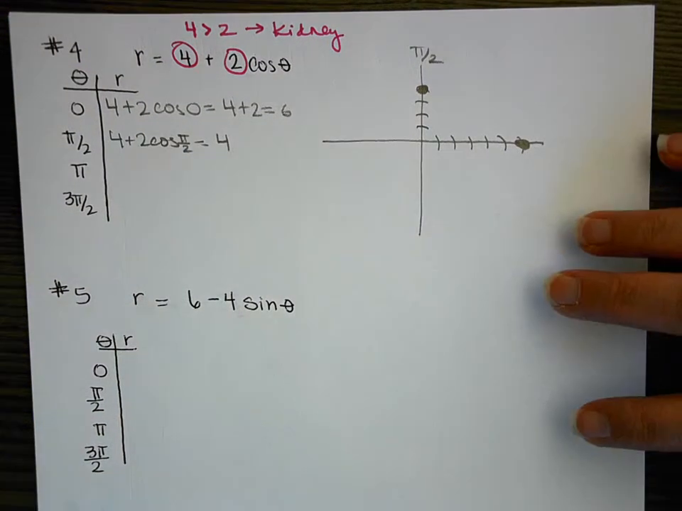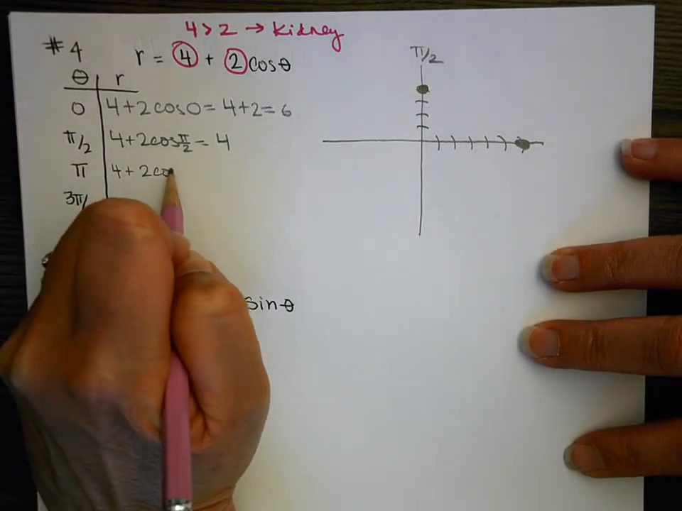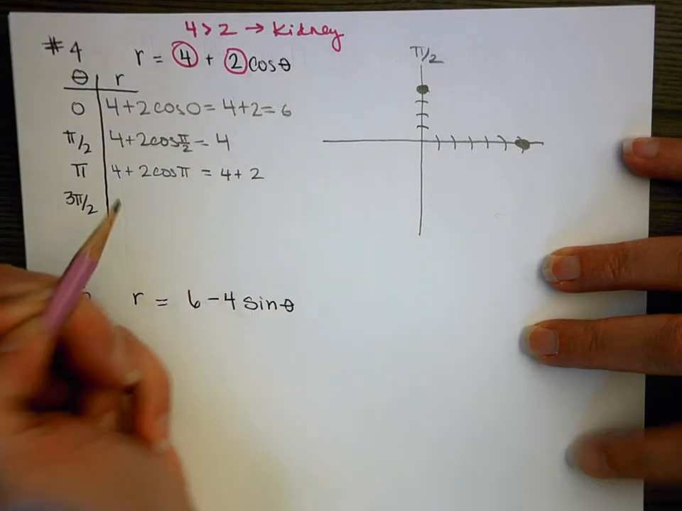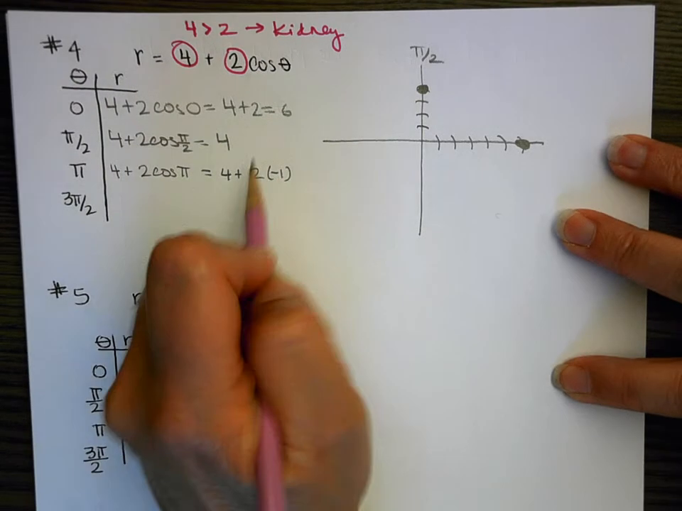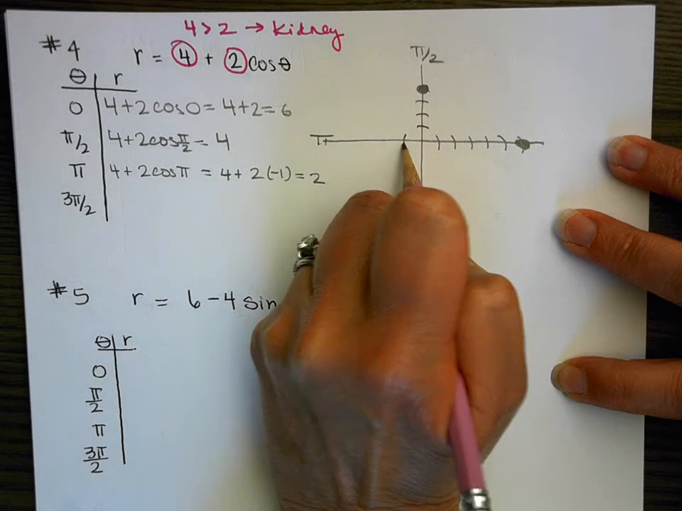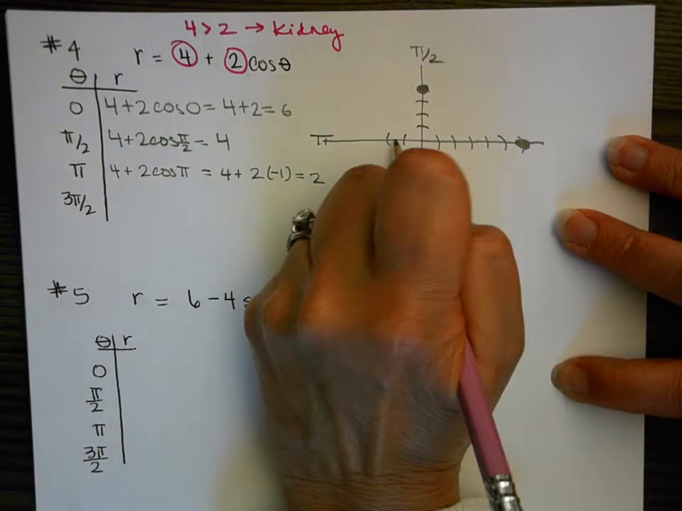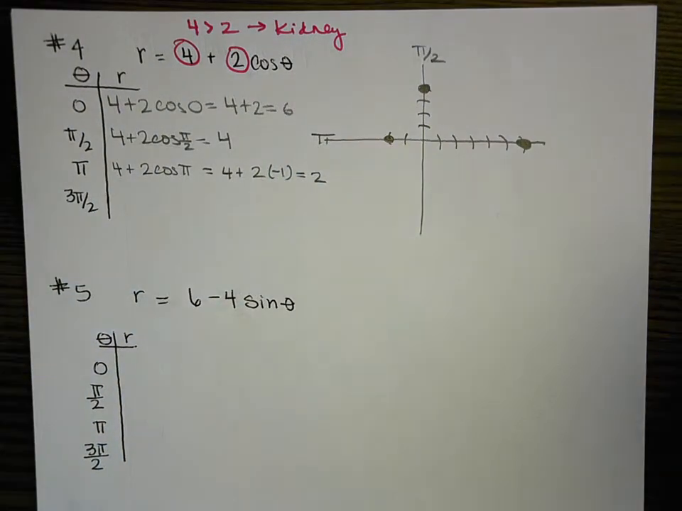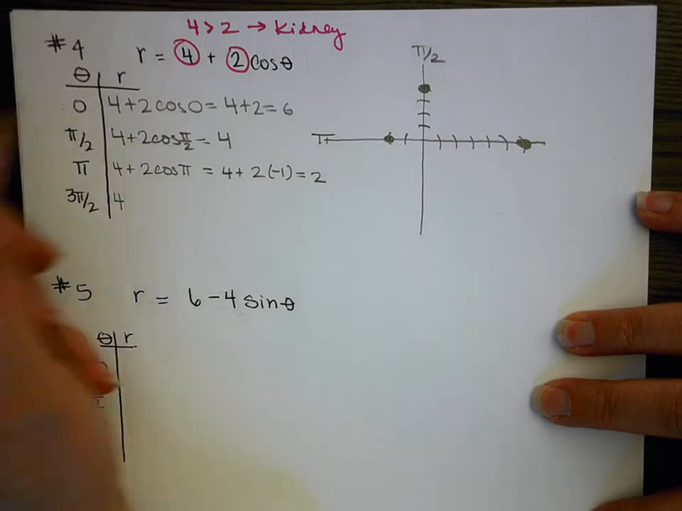And then I'm going to do the same thing at pi. So I'm going to replace theta with pi, so that would be 4 plus 2 cosine of pi. And then I know that cosine is -1 at pi, so that would be 4 minus 2, which is 2, and here's pi. So because it is 2, I'm going to go towards pi 2 units, so that would be right here. And then one more, because I don't really need to do 2 pi, right? Because that's the same as graphing the 0.